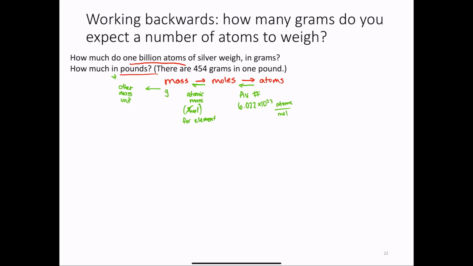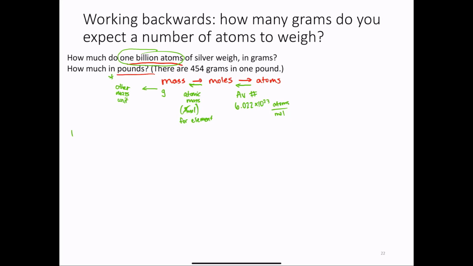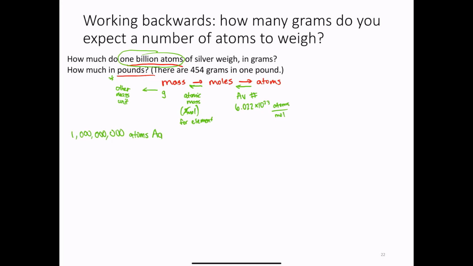Okay, so please remember that this 454 grams is not the quantity that you're starting with. This is a relationship between grams and pounds, okay? So that's usually where people trip up with this example. The quantity that we know to start off with is that we've got 1 billion atoms of silver, okay? So let's start with that number. We've got 1 billion, so that's 1, 0, 0, 0, 0, 0, 0, 0, 0, 0 atoms of silver. Silver has the elemental symbol of Ag.